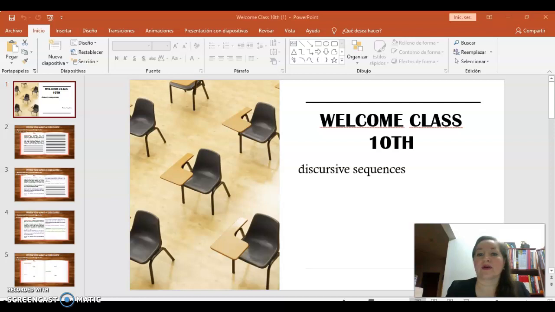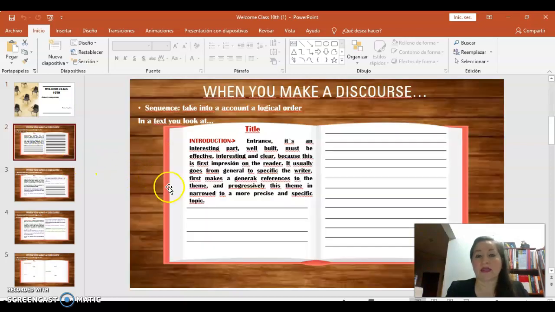Today we work according to the discourse sequence, okay? When you make a discourse sequence, you take into account that every discourse sequence has a logical order, okay? In a text, you look at, for example, the title, it's very important. And there are three parts that you take into account.